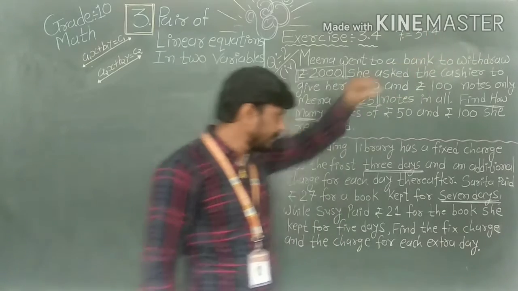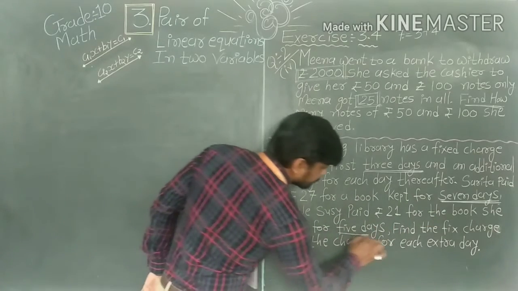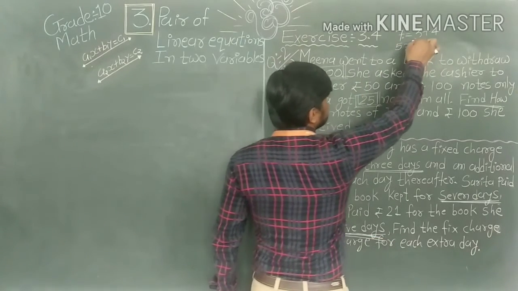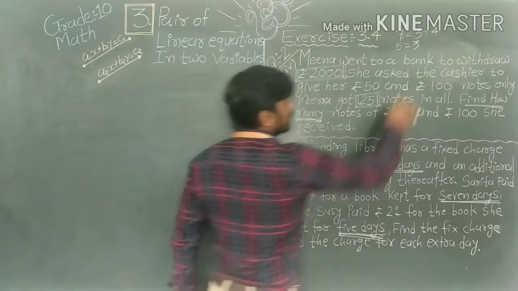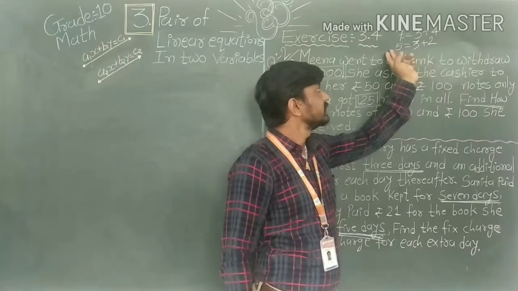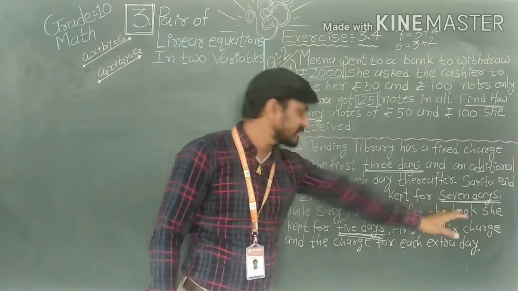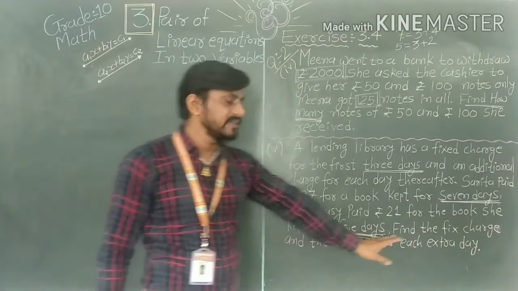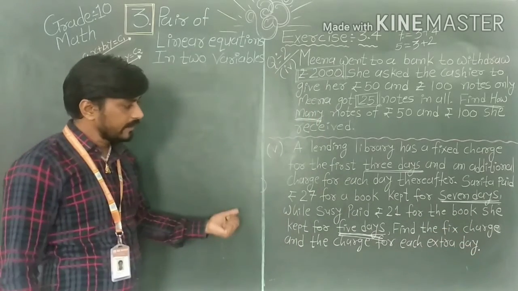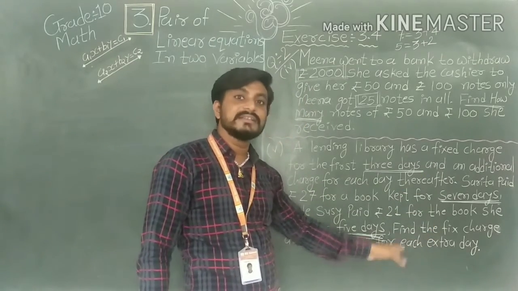In a similar way, Susi paid for the book. She kept it 5 days. That means in 5 days there are 3 days for a fixed charge and 2 days for an additional charge. Okay, now what is our aim? Our aim is to find the fixed charge and the charge for each extra day, that means the additional charge.